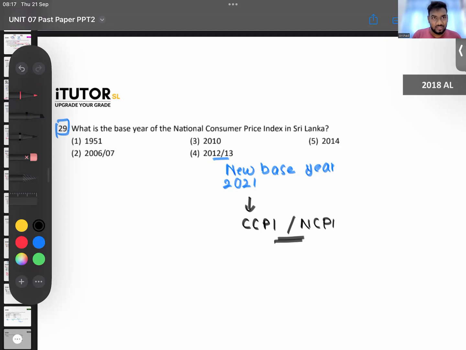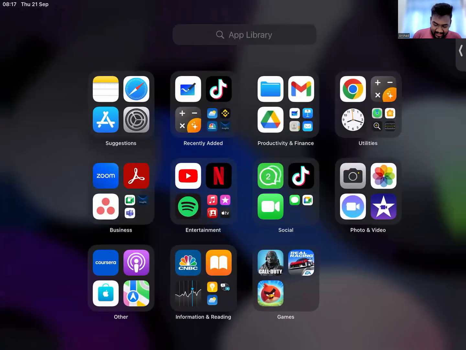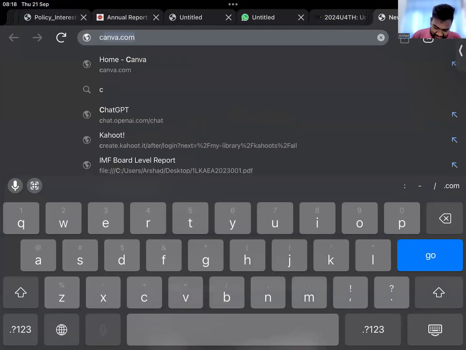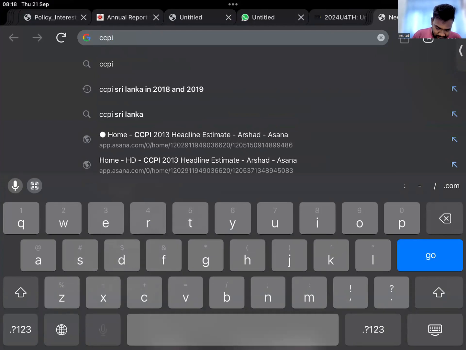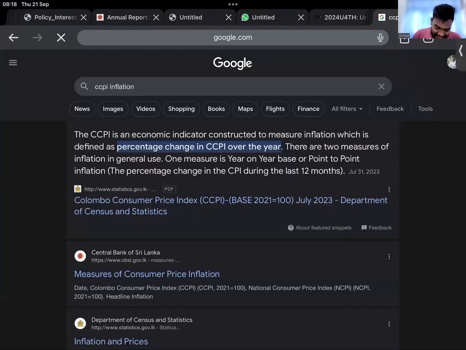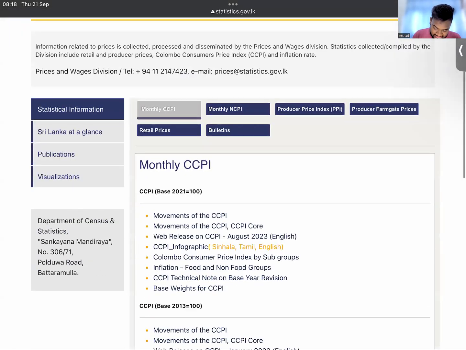The new base year is 2021. Now they compare it with 2021 only and give the figures. Just look at the inflation, guys. If you are monitoring what's happening around, you should be able to figure it out. CCPI inflation. Go to the DCS, Department of Census and Statistics. Yes, 2021 equals 100.